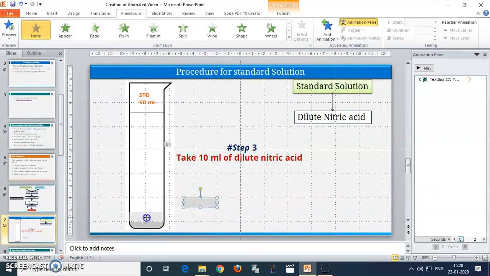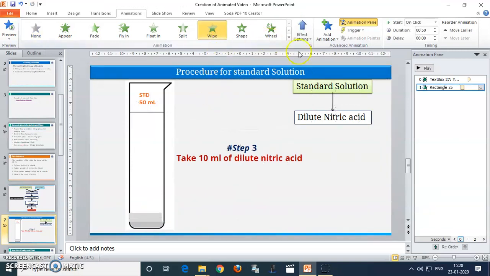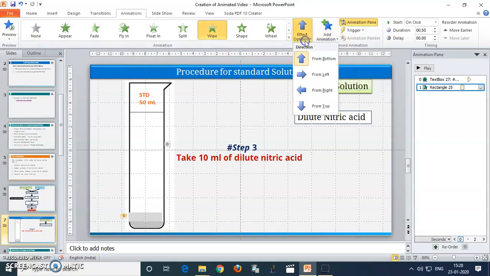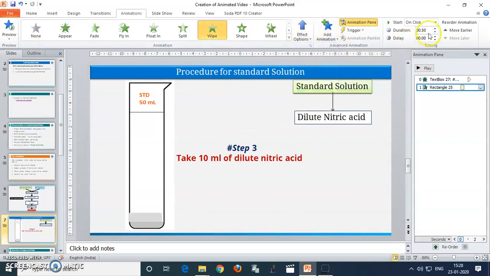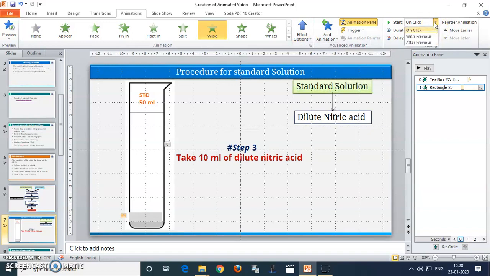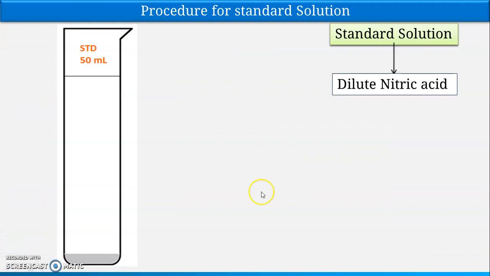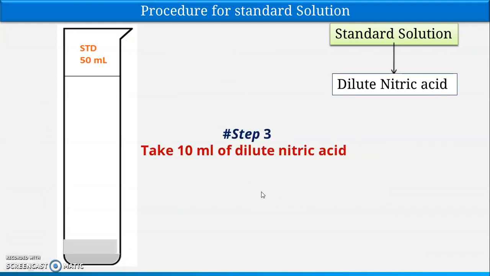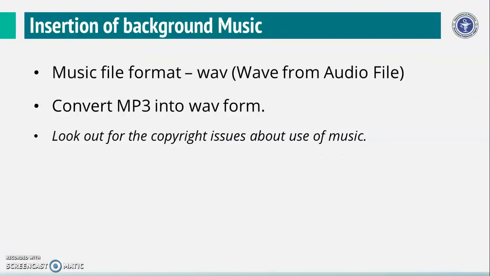Then you have to give animations to this portion of reagents, arrange them in suitable positions and select the wipe animation option, go to the effect option, from bottom is here, and you have to change the effect option, that is it should be after previous, after 1 or 2 seconds, and just check it by showing the slideshow. See, this will come down.